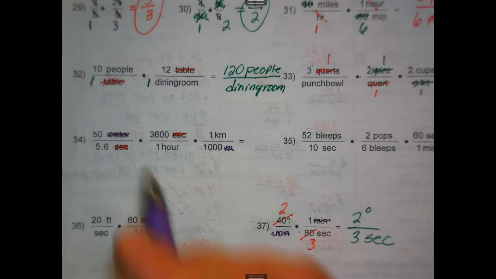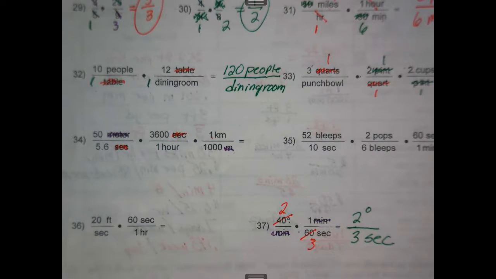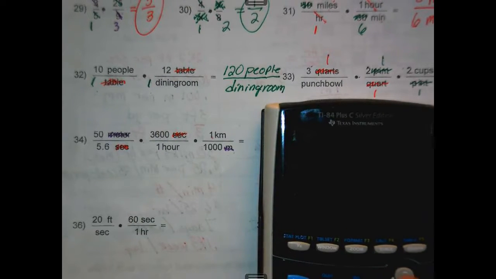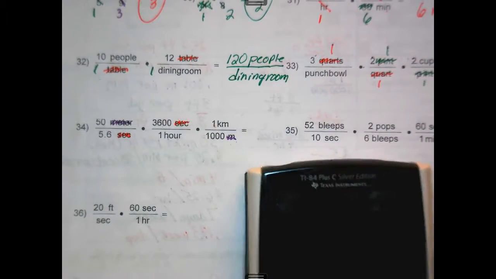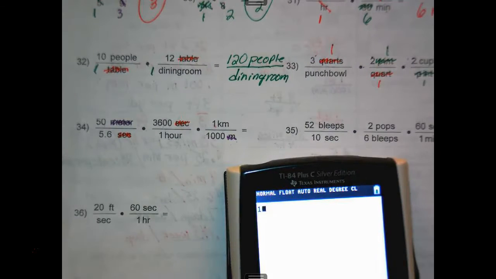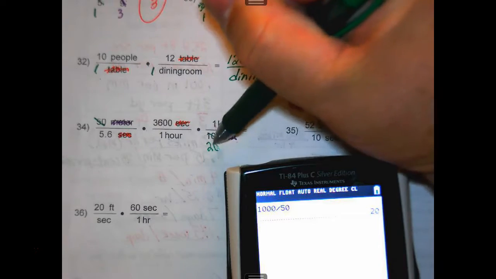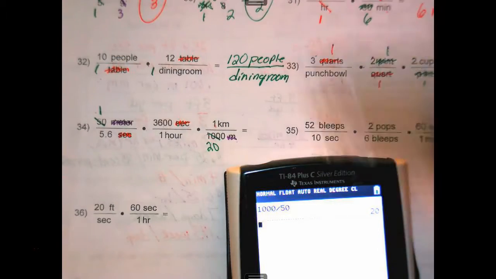We can't cancel these out because they're both on the top. Well, 50 goes into 1,000. They're both multiples of 10, right? Don't trust yourself. I don't even trust myself. Just use your calculators. 1,000 divided by 50, I get 20. So 50 goes into 1,000 20 times. 50 goes into 50 once.